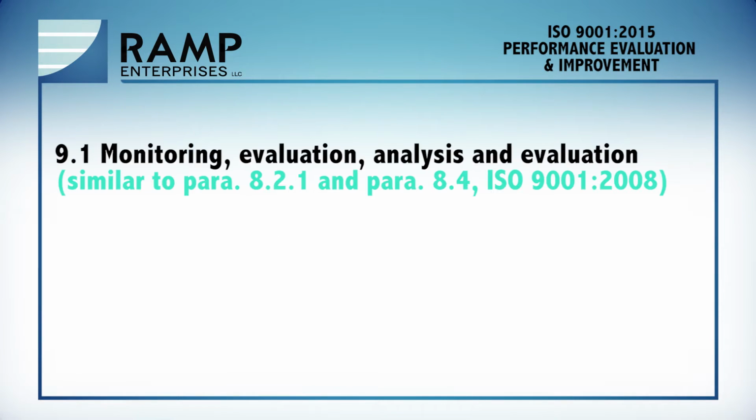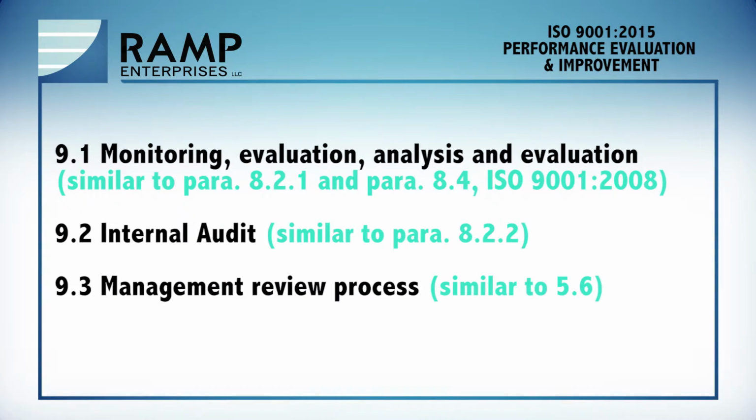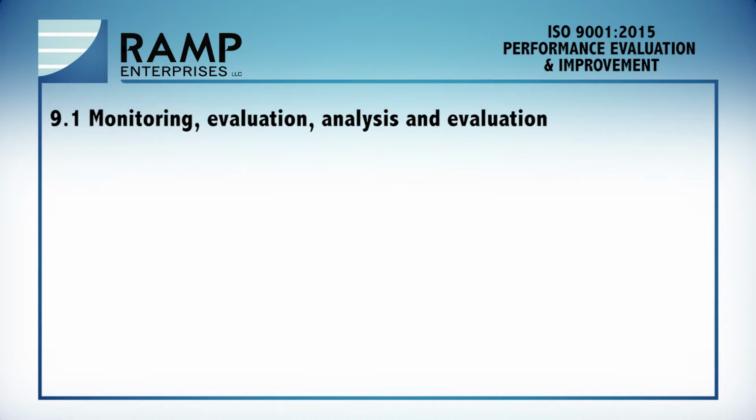There are three sections. 9.1, monitoring, measurement, analysis, and evaluation. Very similar to 8.2.1 of the standard, that's customer satisfaction, and paragraph 8.4, analysis of data. These were all in the previous revision of the standard. The next section is internal audit, again, very similar to the previous revision, and 9.3, management review process, very similar to the previous revision. Okay, let's break down 9.1, monitoring, measurement, analysis, and evaluation.